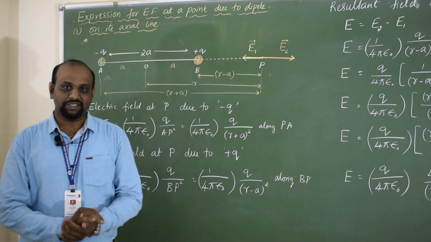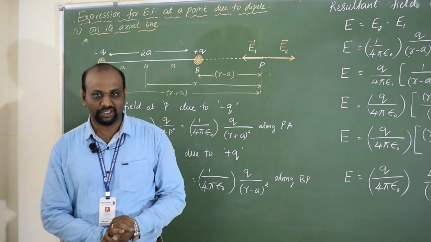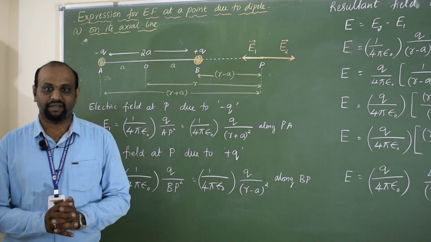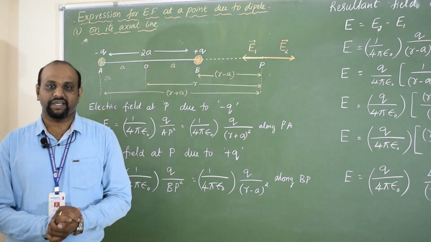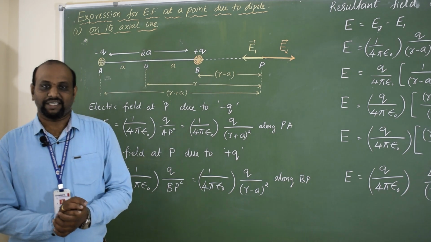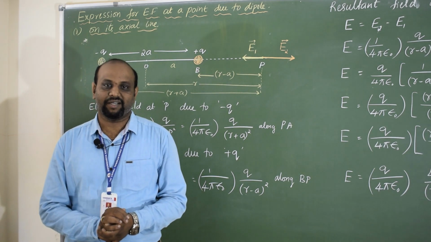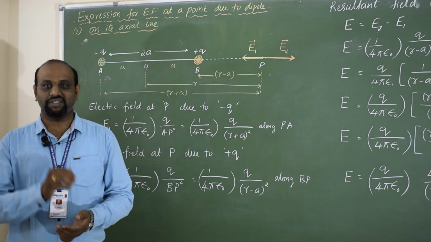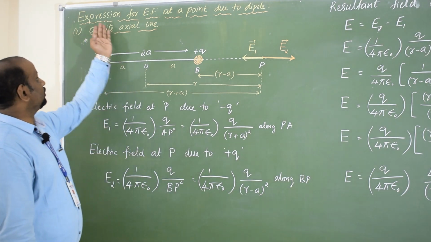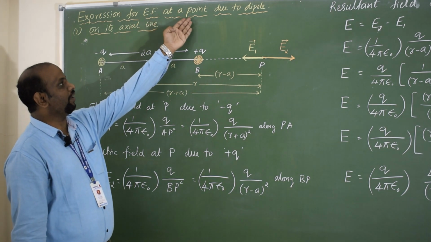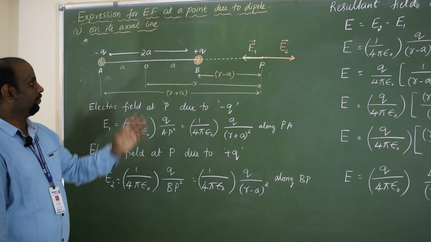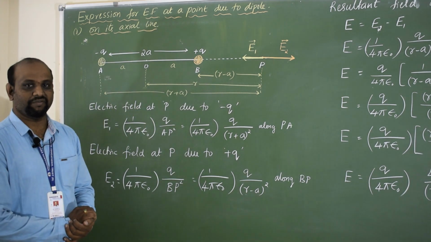Now, from the examination point of view, they may ask 5 marks questions: derive an expression for the electric field at a point on the axial line due to a dipole, and derive an expression for the electric field at a point on the equatorial line due to a dipole. The first derivation is the electric field at a point due to the dipole on its axial line. Very important derivation from the examination point of view.